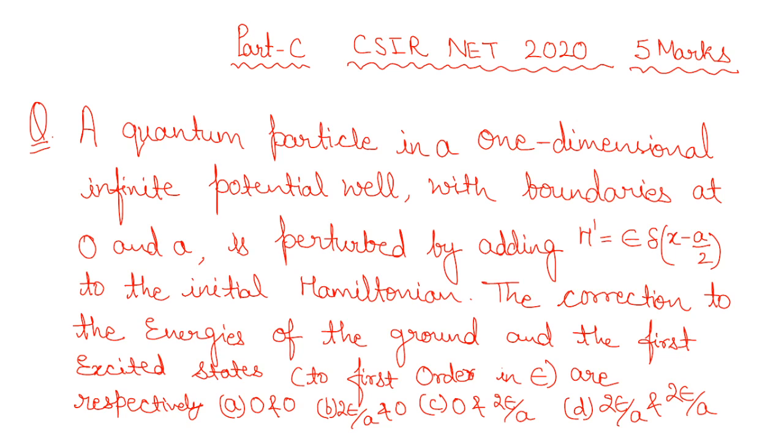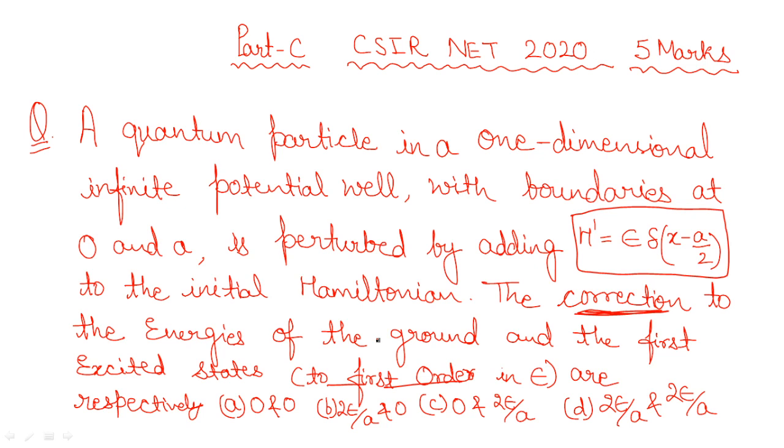The question is: a quantum particle in a one-dimensional infinite potential well with boundaries at 0 and A is perturbed by adding H dash equal to epsilon delta of x minus A by 2 to the initial Hamiltonian. We need to find the correction to the energies of the ground state and the first excited state to first order, which means we need to find the first order correction to energy.